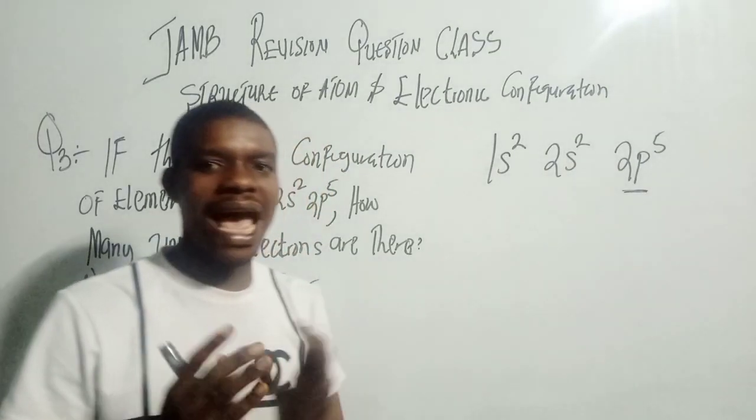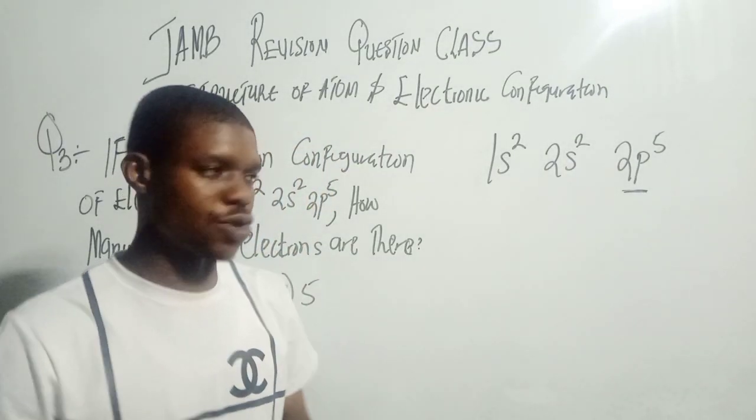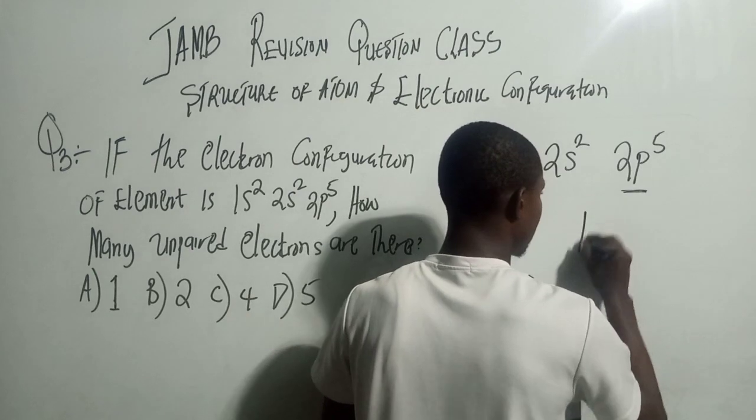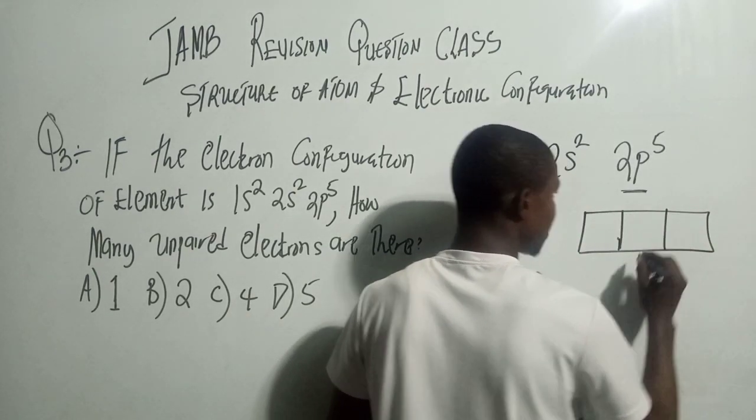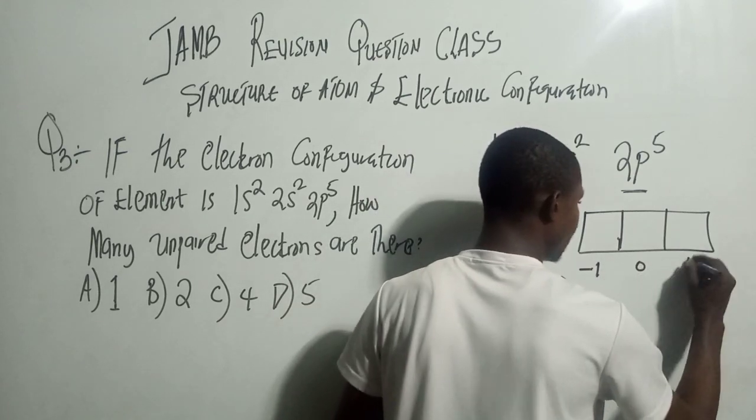Remember that p has 3 suborbitals. So if you draw the orbital diagram here, like this, p is going to be -1, 0, and +1.